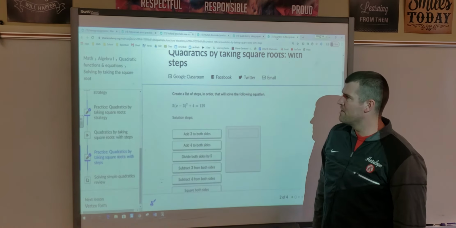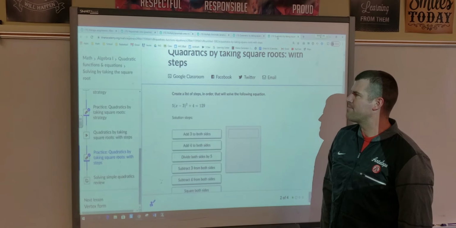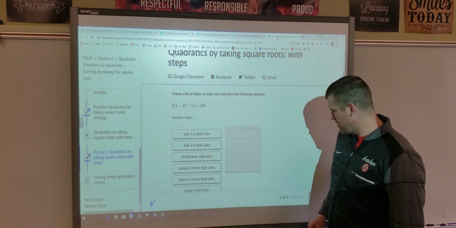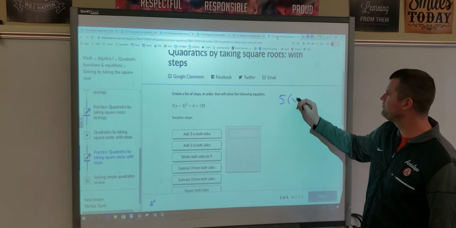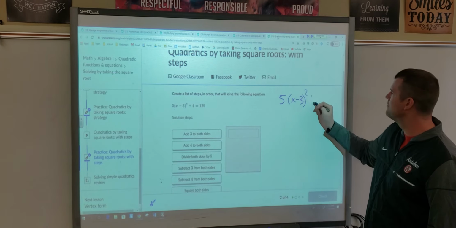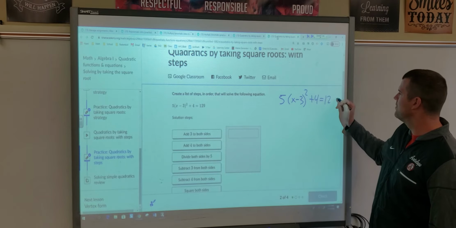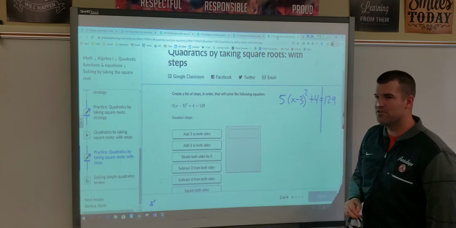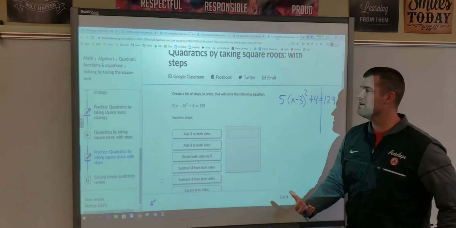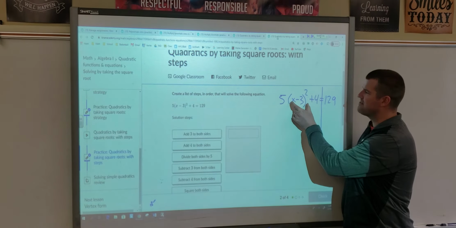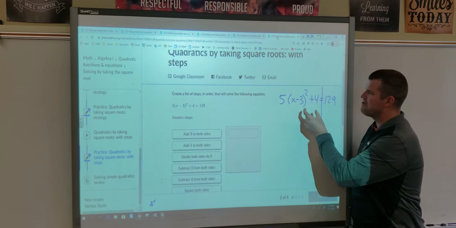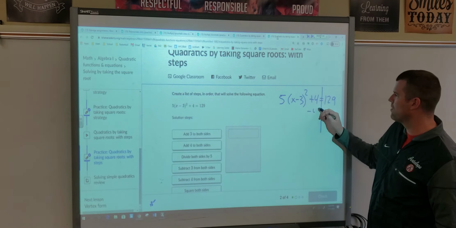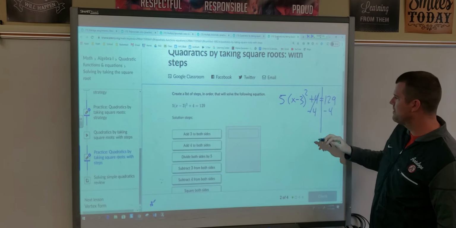All right, this last one is creating a list of steps that would solve the problem. So if I was going to solve this problem, which I'll write out over here, my first thing I have to do is get the part that's squared, which is this parentheses, that's what has the squared on it. I need to get this part alone. So my first step would be to subtract 4 from both sides.